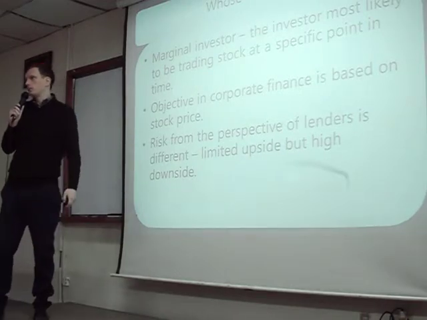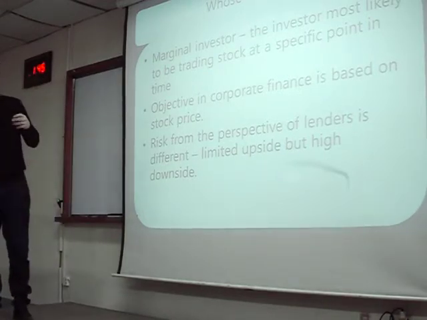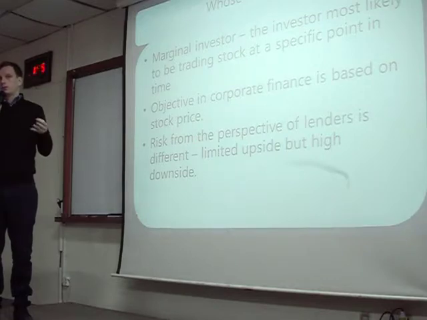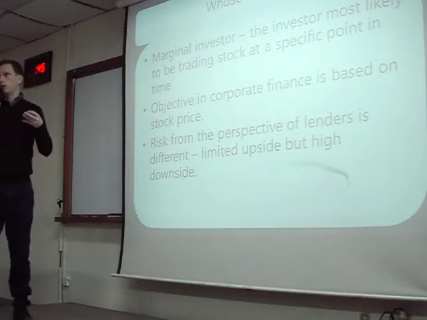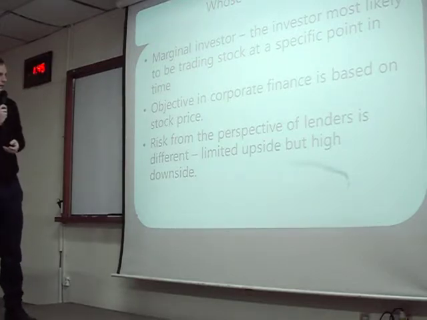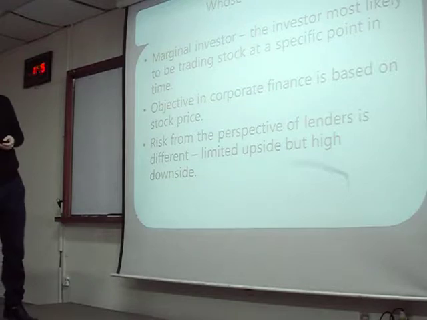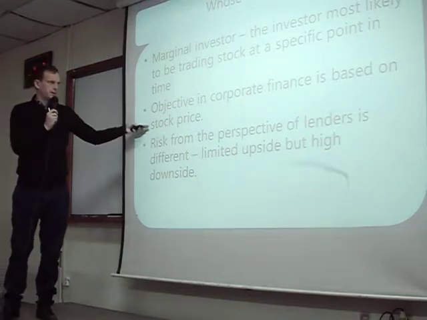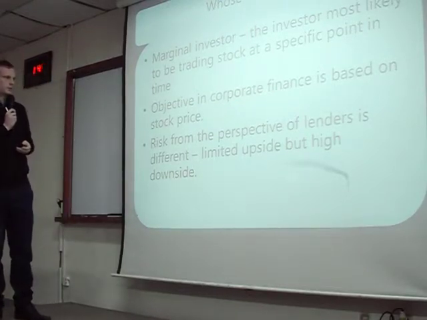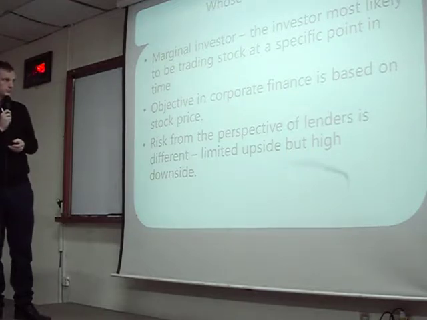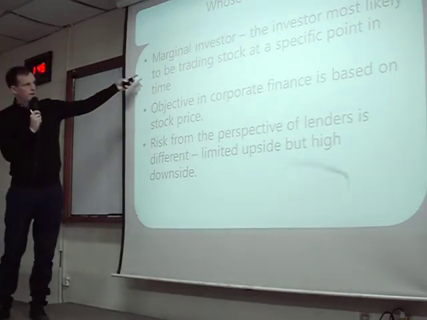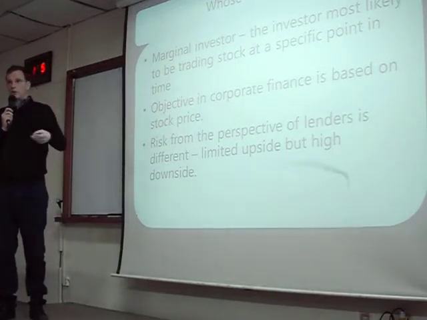We'll talk about this more, but we have some investors who just buy the stock for a long time, like the owner. They don't really trade the stock, right? The marginal investor is somebody who's buying and selling the stock. So we said that we can base our objective on the stock price with the constraints. So we have the marginal investor who's buying and selling our stock.